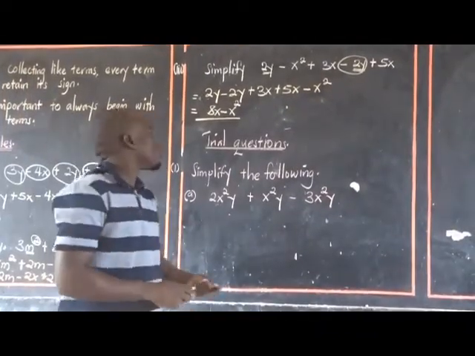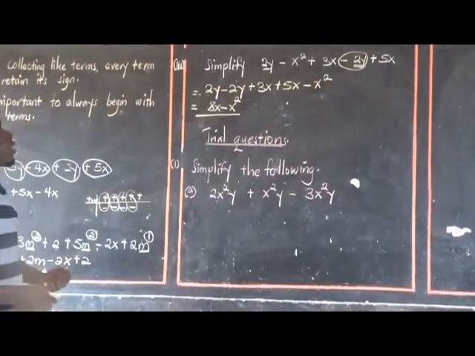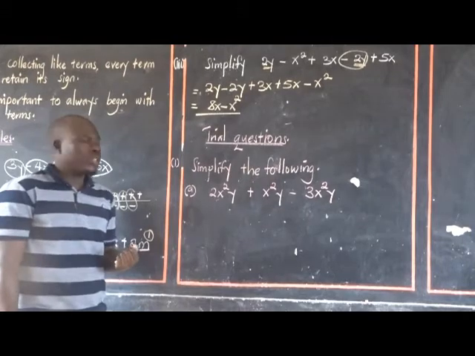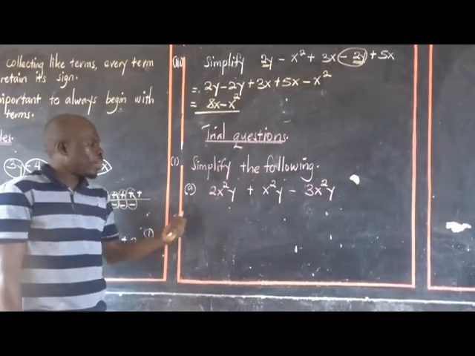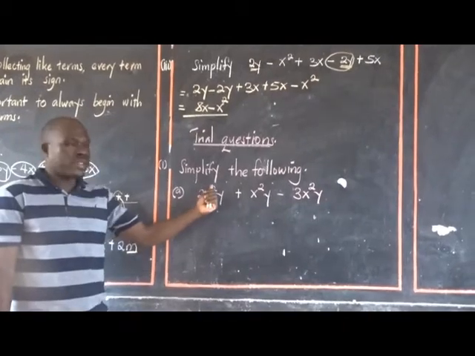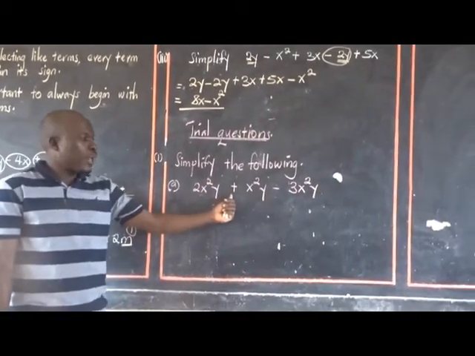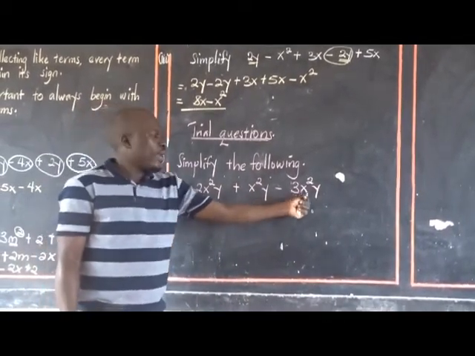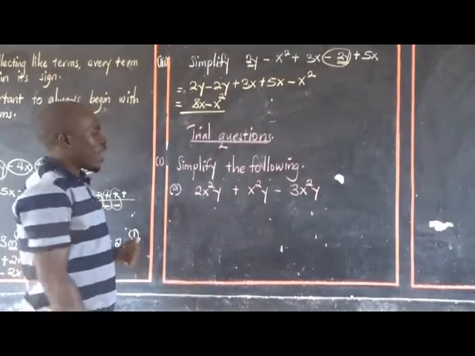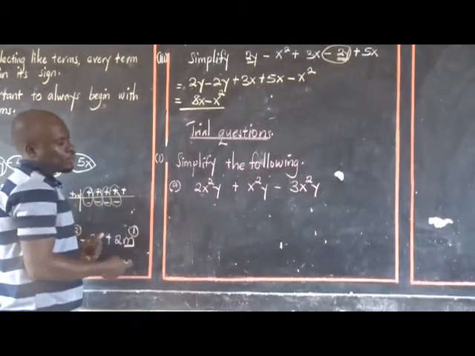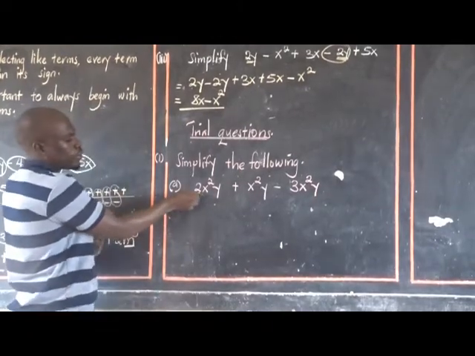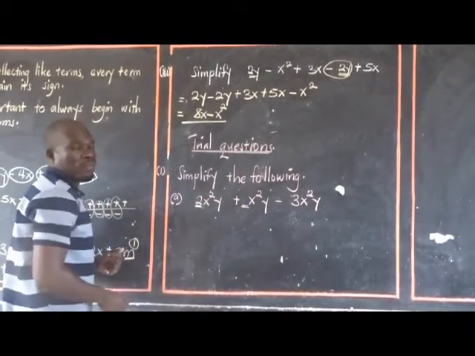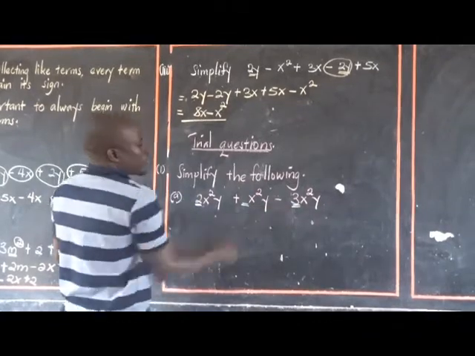Now, assuming that you have understood the explanation about like terms, let us together try out this question. The question says, simplify the following, and part A is 2x squared y plus x squared y minus 3x squared y. Are these terms similar? Are they like terms? We are looking at this term having 2 as the coefficient. We are looking at this term having no coefficient in this case. And we are looking at this term having 3 as the coefficient.